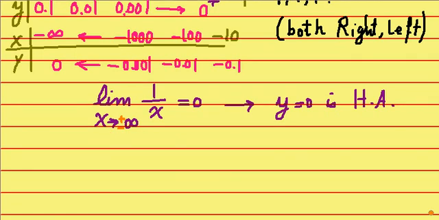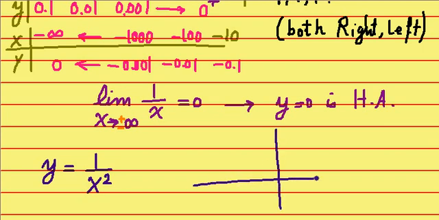Similar reasoning can be given for other functions, like if I have y equal to 1 over x squared. This one behaves rather similar to this. There are two differences. One is that squaring makes it go to 0 faster, approaching the asymptote faster. The other is that squaring makes it positive on both sides, so the graph of the function looks something like this.